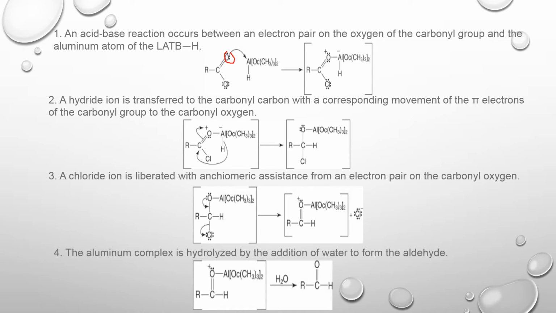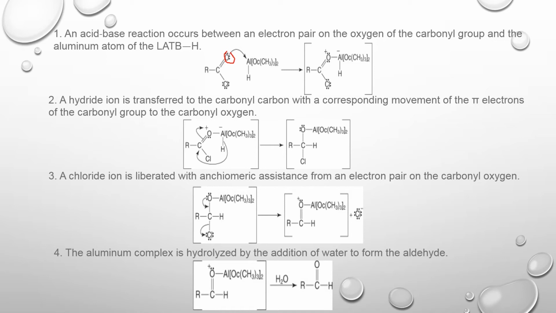In the third step, the chloride ion is liberated with assistance from the electron pair on the carbonyl oxygen. This migration of electrons from the oxygen to the carbon-oxygen bond results in elimination, or liberation, of the chloride ion. Then in the last step, the aluminum complex is hydrolyzed by the addition of water to form aldehyde.